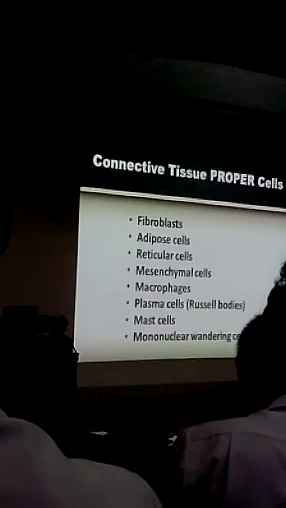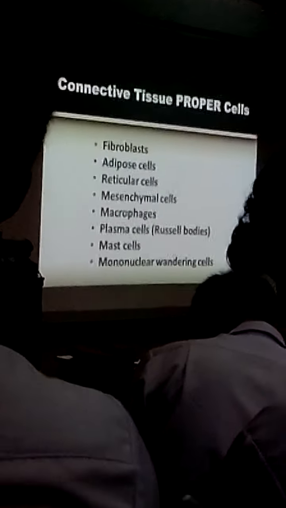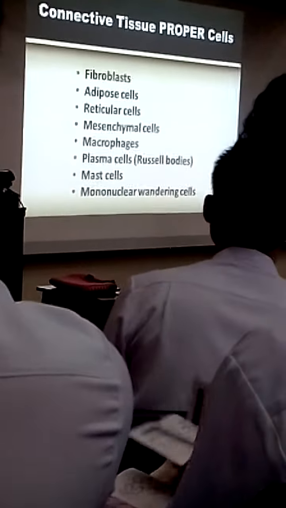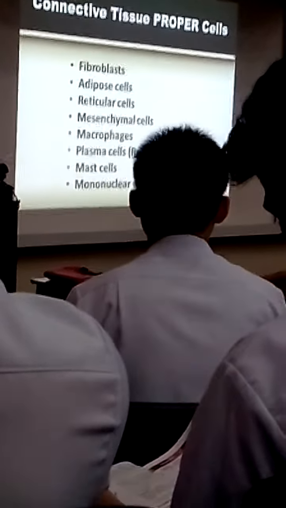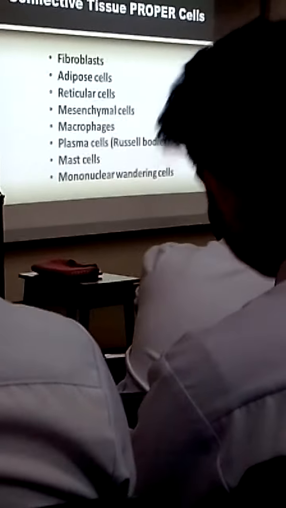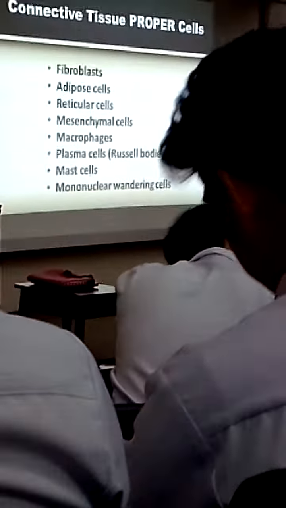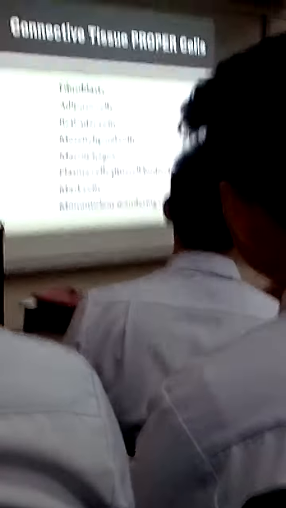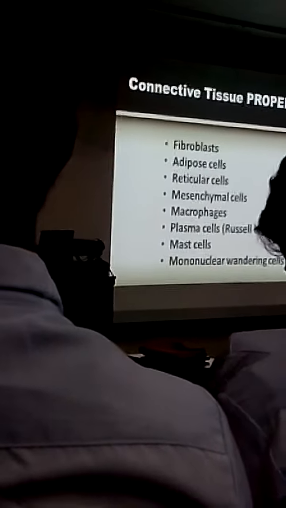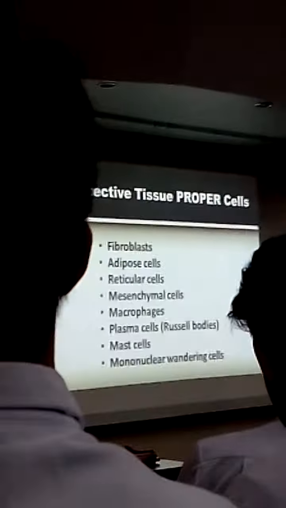So, connective tissue proper, cells. We've been mentioning it from the very beginning, the several cells. We'll just have a short review on it. So: fibroblasts, adipose cells, reticular cells, mesenchymal cells. If you can see, they're more or less also naming the connective tissue where they are mostly found. And then the others: the macrophages, plasma cells, special mention to the Russell bodies, the mast cells, and other wandering cells, which is recorded. So for this slide, what can you see?